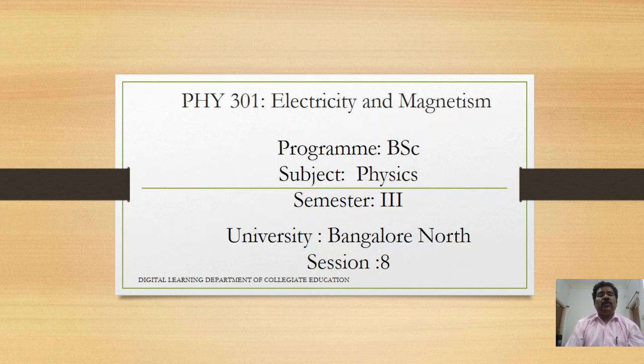This video is for BSc students, third semester physics class, Bangalore University North. The title of this paper is Electricity and Magnetism for 301.